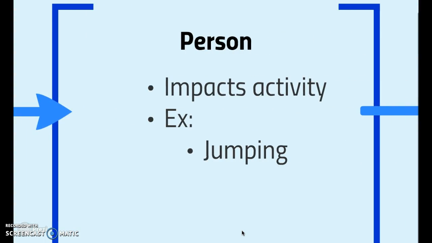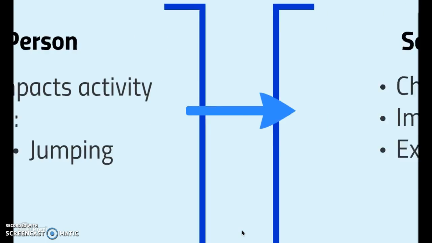Moving on to the person level, this is where the injury starts to impact their activity. So if this is a basketball player with patellar tendonitis, he might begin to see a change in his jumping ability or an increase in pain while jumping or landing.